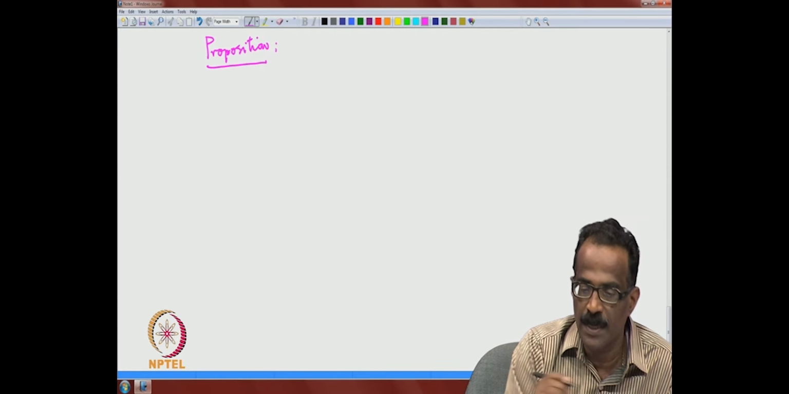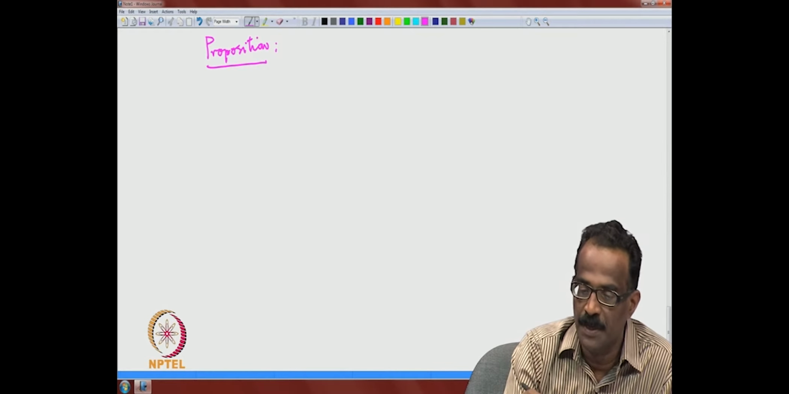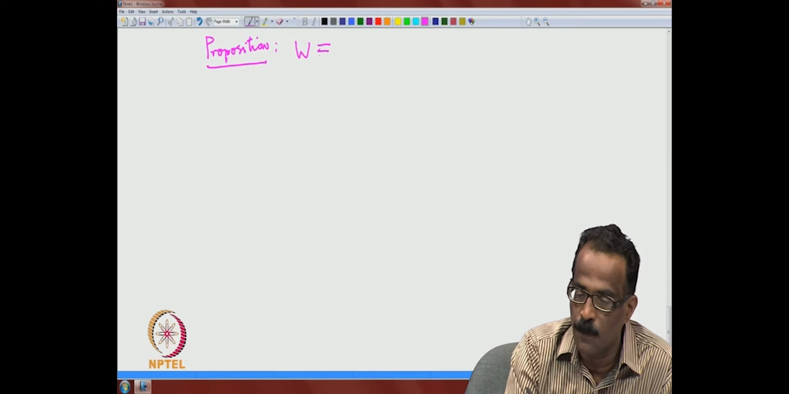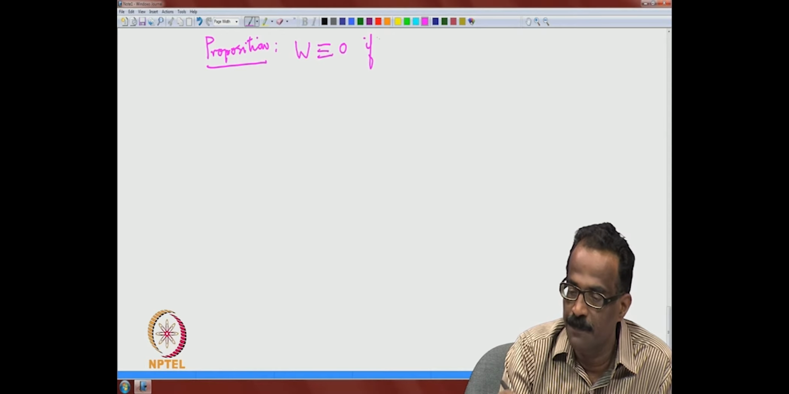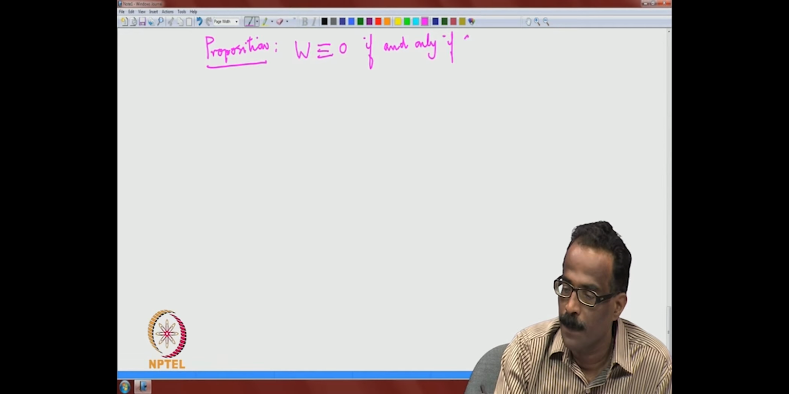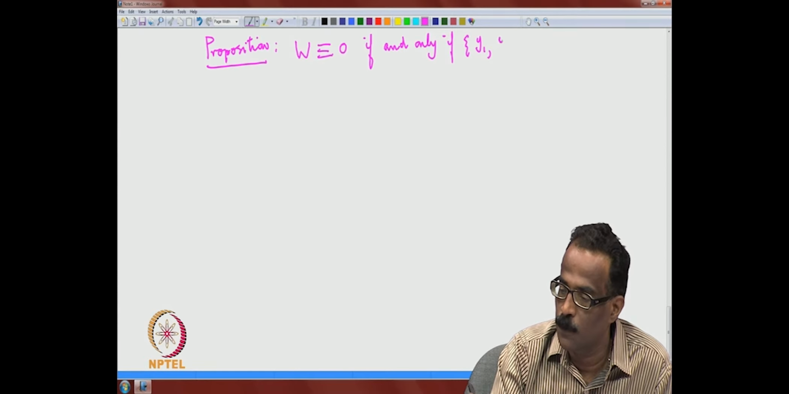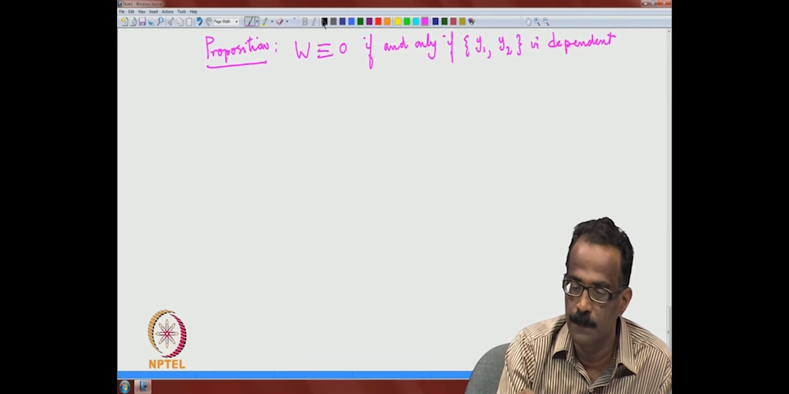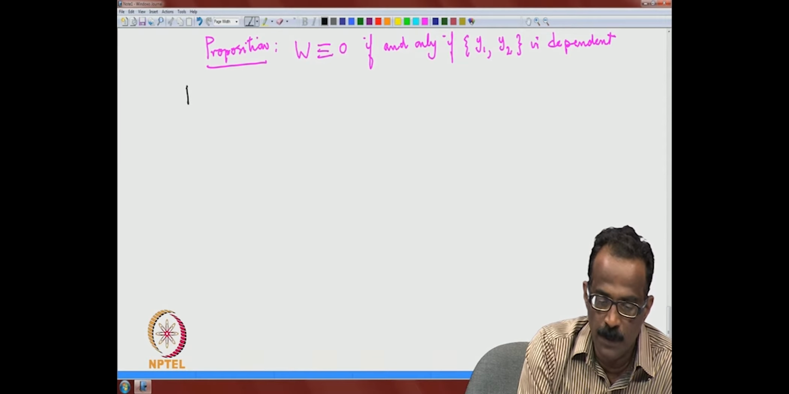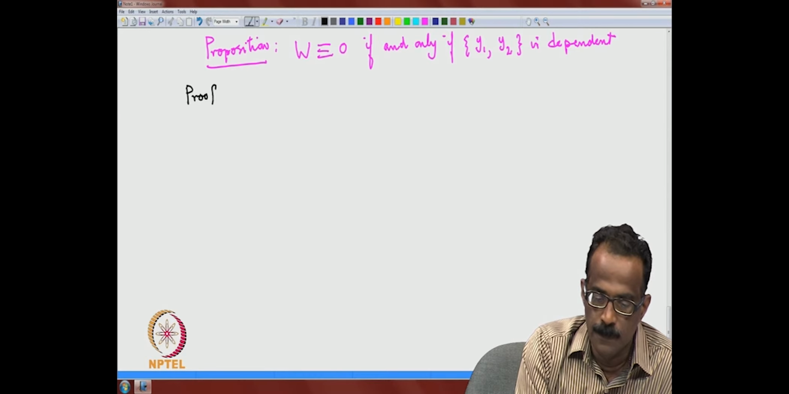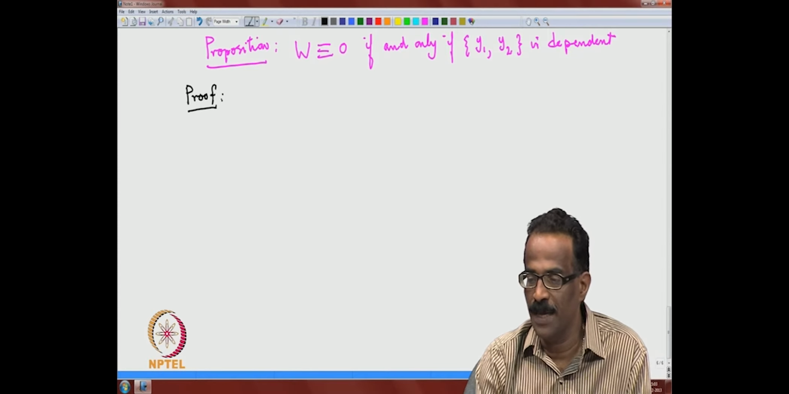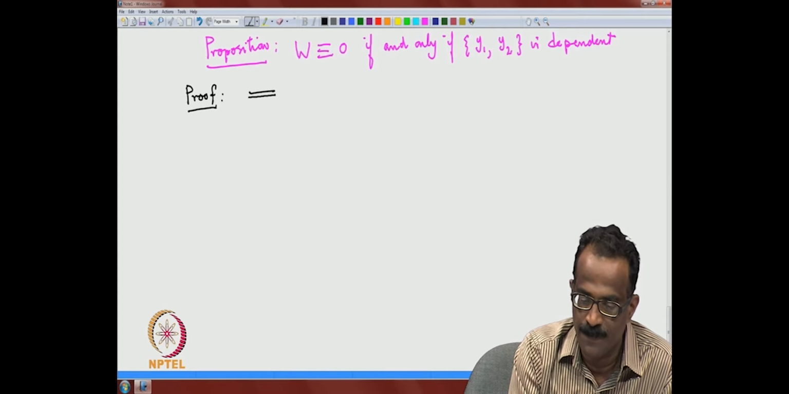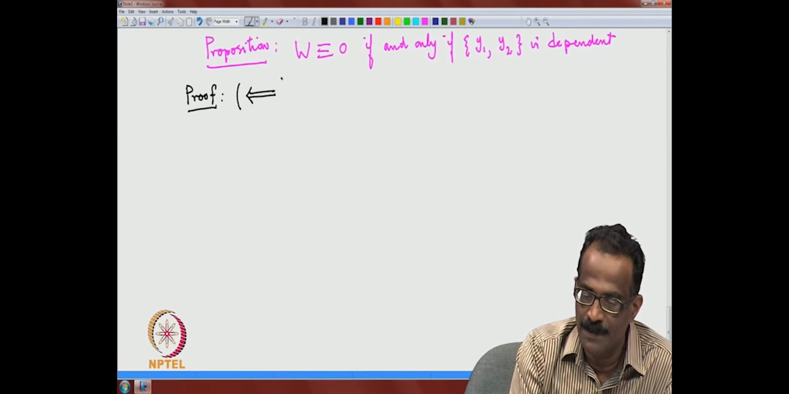We will give an argument, we use the uniqueness argument. W is identically 0 if and only if y1 y2 is dependent. We give a proof because it requires one part is trivial, this part is trivial. Why is that part trivial?